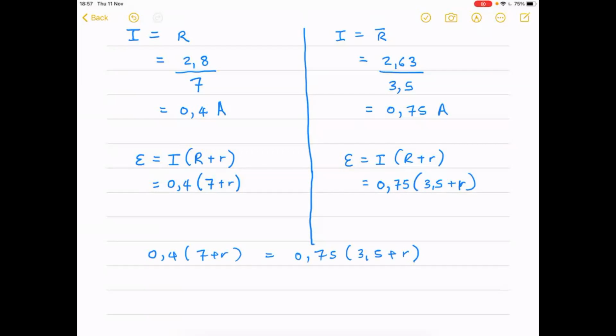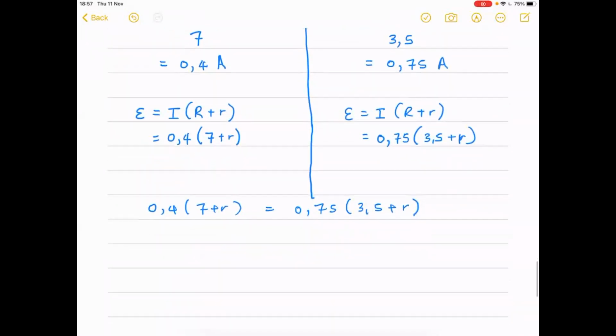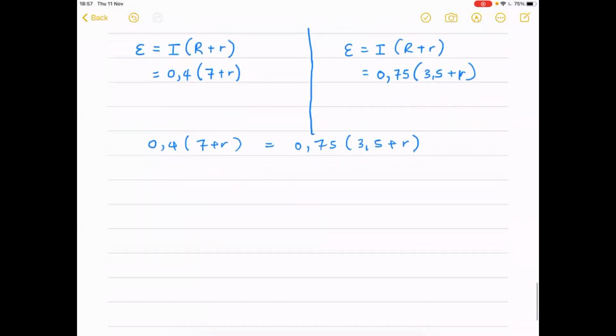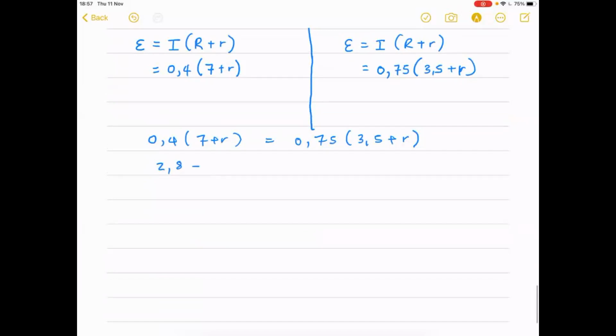Okay, but I'm expecting some questions now. I'll just carry on filling in these numbers and you can ask me any questions if you have any. Okay, so 2.8 plus 0.4 R is equal to 2.63 plus 0.75 R. And if you get 0.175 equal to 0.35 R, then you get R is equal to.